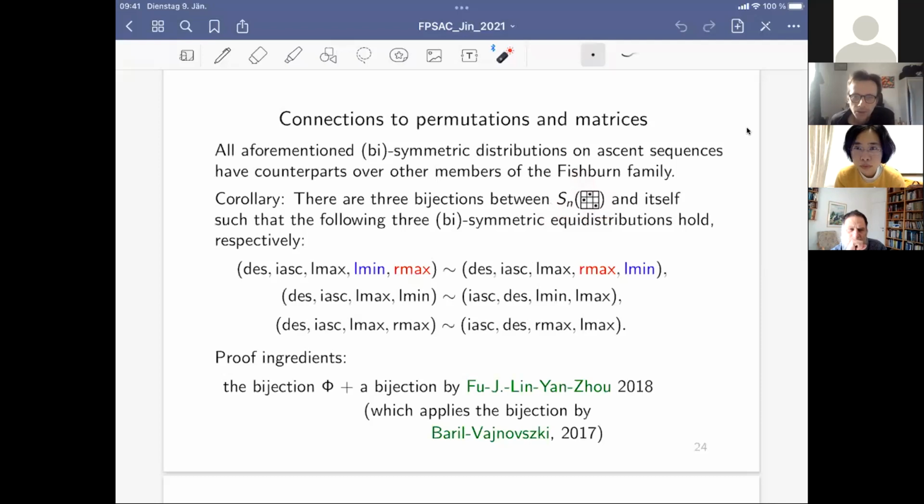There is a question in the chat: do you have any continued fraction expansion of the generating function? No, I don't have one. I have a functional equation of generating functions, then I use the kernel method to solve it. So maybe it has a connection to continued fraction expansion, but I don't know.